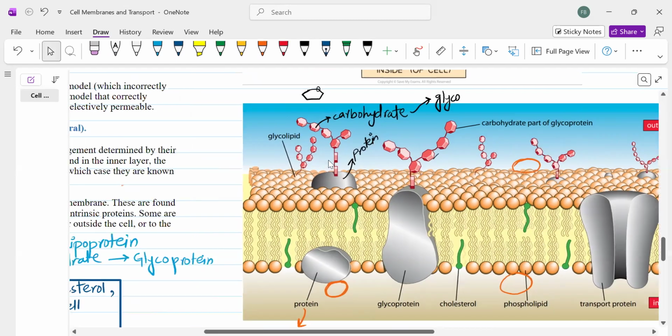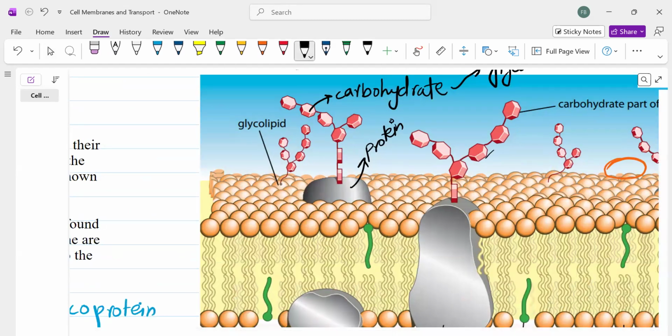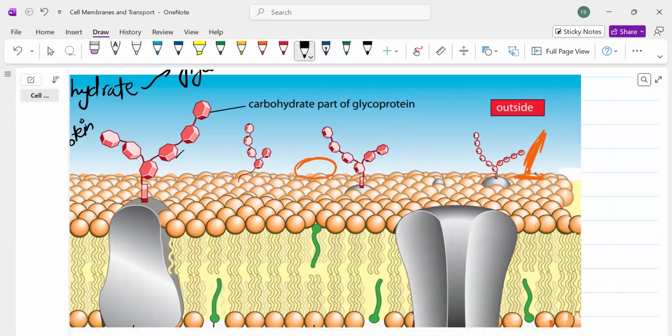If you see this one, this is a lipid. You know this was the lipid bilayer, and this was the outer part of the lipid, the hydrophilic head. On the hydrophilic head, carbohydrate is directly present. So what will be the name? Glycolipid. Yes, glyco for carbohydrate and lipid for this lipid. And similarly, what is this one? That's a glycoprotein.